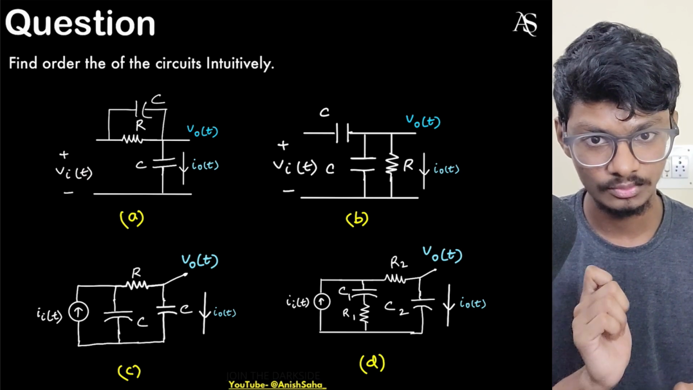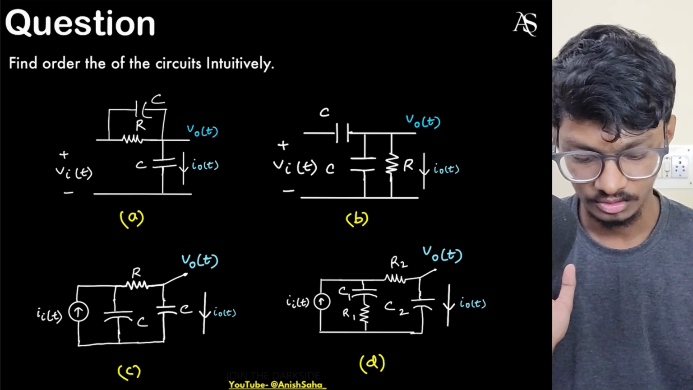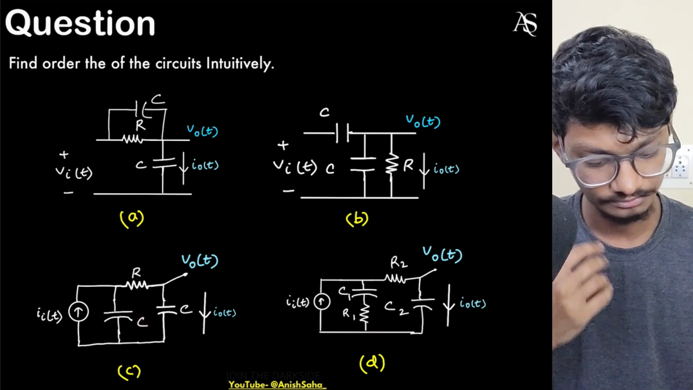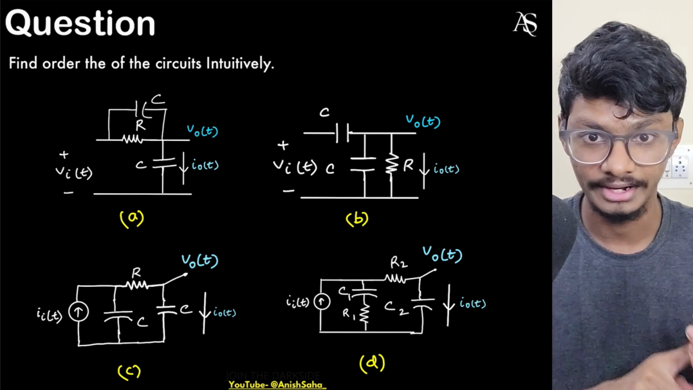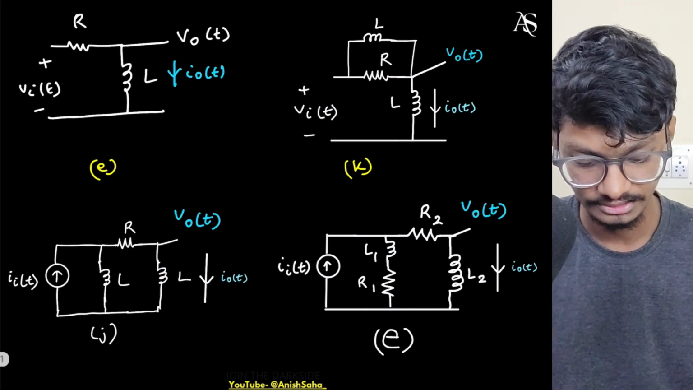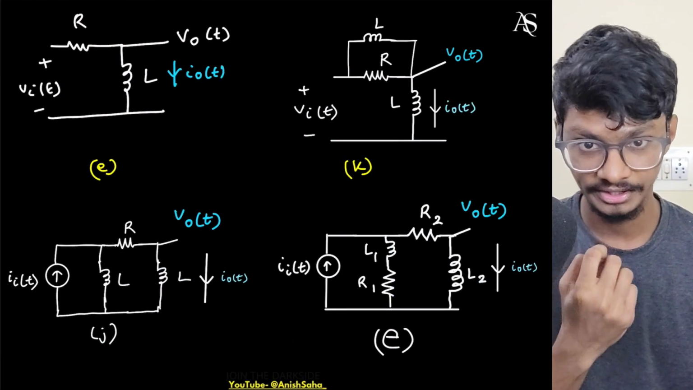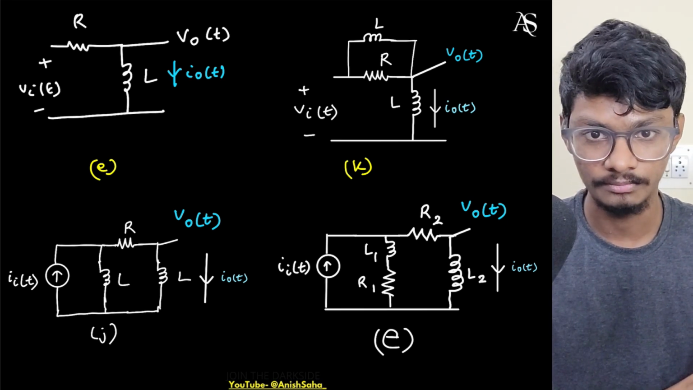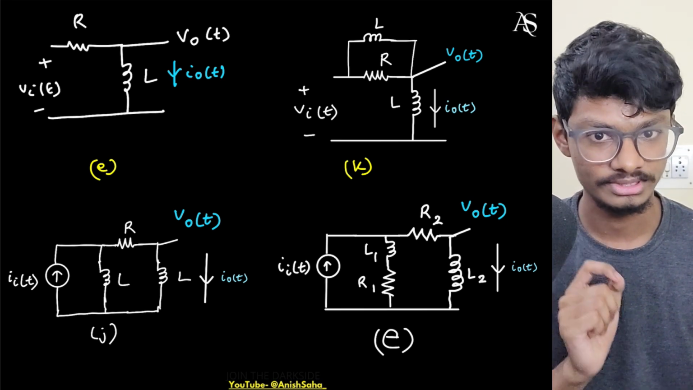Now at first glance you might say, sir, these are all first order circuits because there is only one energy storing element over here, this and this, right? But wait a second and just watch the video completely, then you will understand it's not always the case.